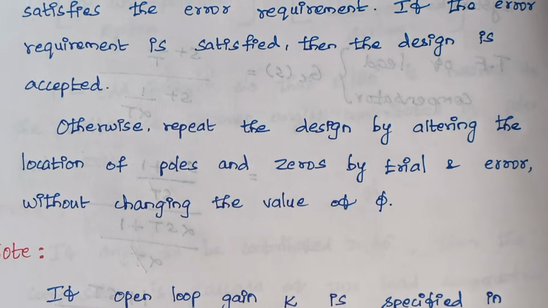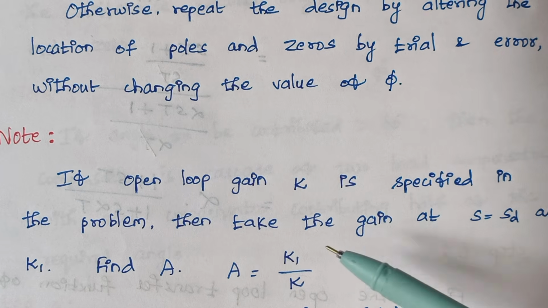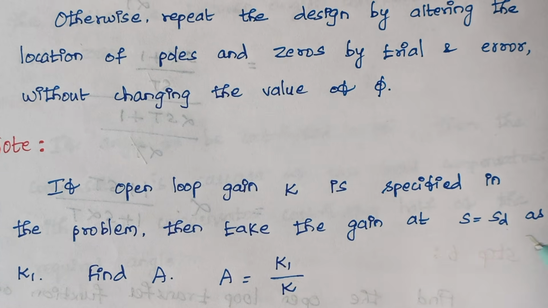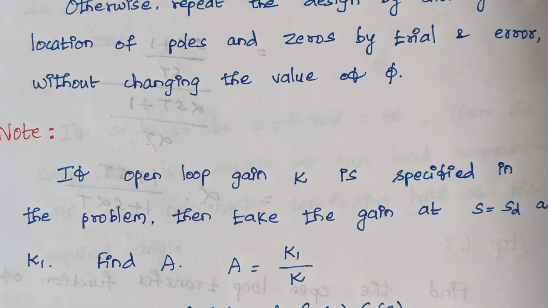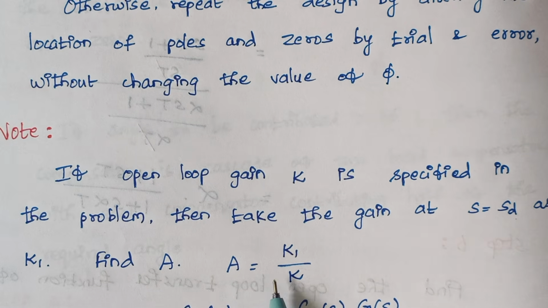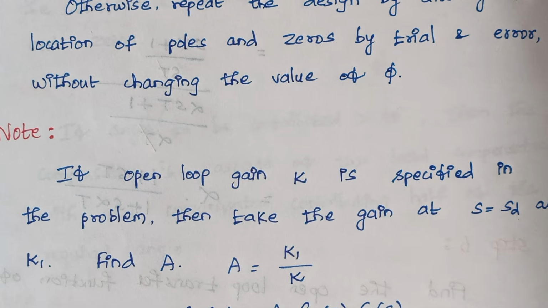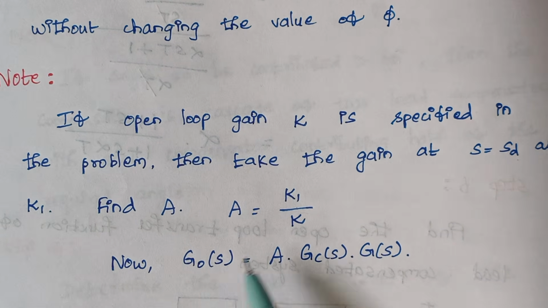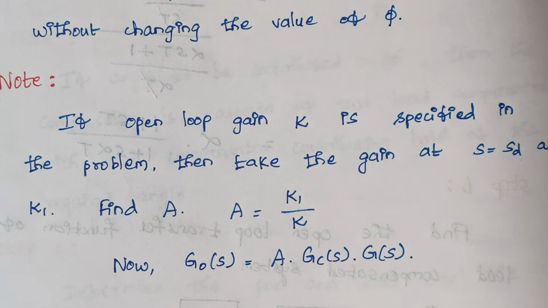Then finally, there is a note here. If the open loop gain K is specified in the problem, then take the gain at s equal to s_d as K1. Suppose some gain is given in the problem, and we are finding another value of gain at the dominant pole. In that case, you have to include a term denoted as A, which is the ratio of K1 by K. K is the gain given in the problem and K1 is the gain at the dominant pole. So finally, this open loop transfer function G naught of S is written as A into GC of S into G of S.